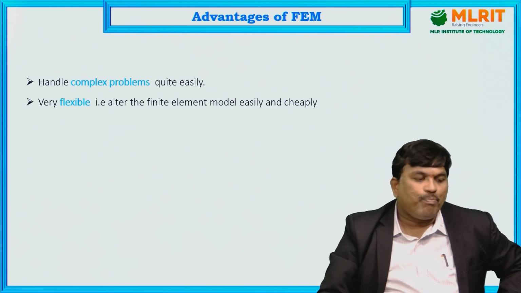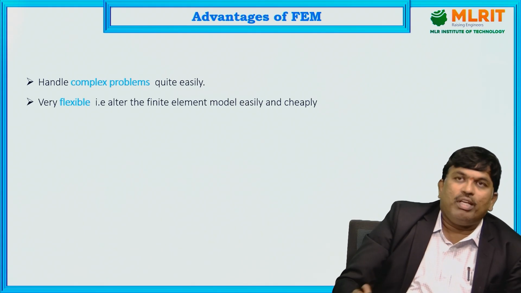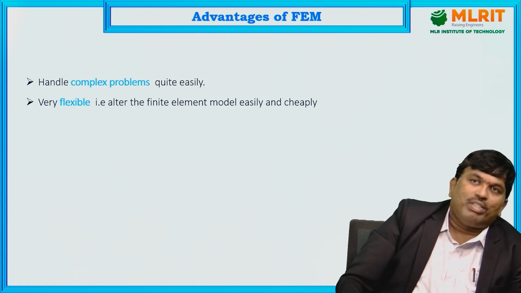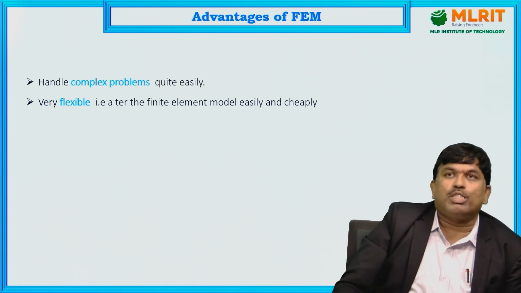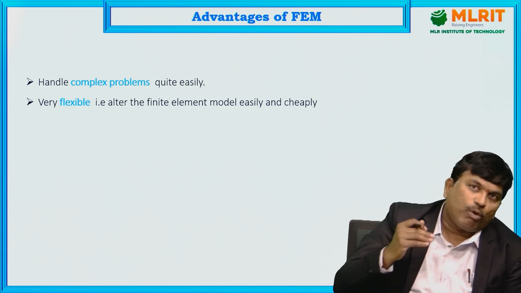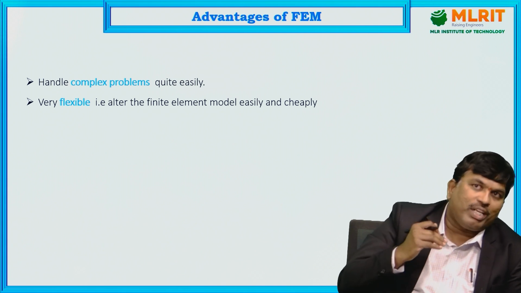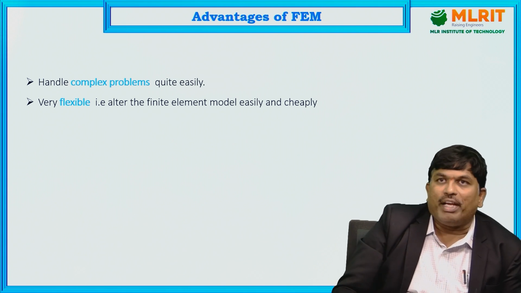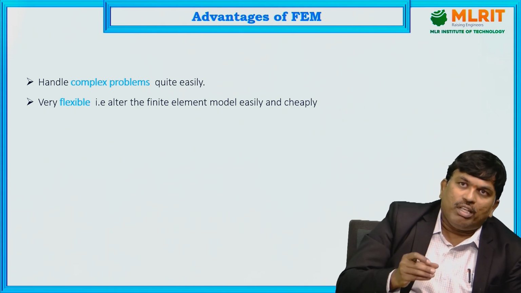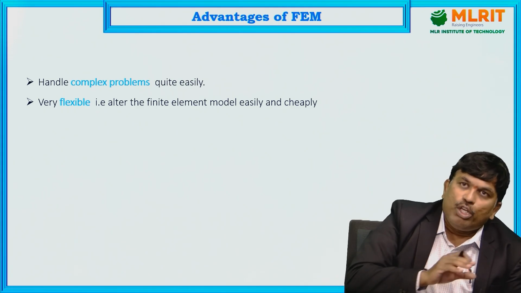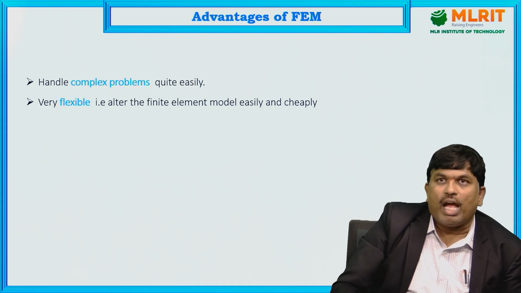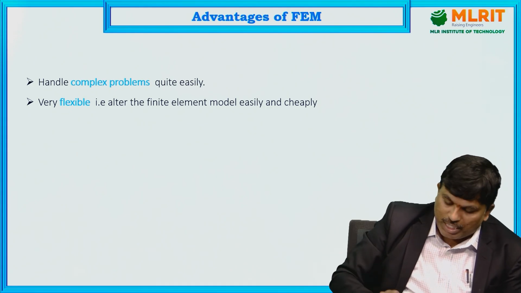And next, it is very flexible. We are using the computer, and because of that, it is very flexible. Suppose at the end of our analysis, we see that the induced stress is more than the yield strength, then our component will fail. Then you can simply change the geometry of the given domain. Then it will change the total analysis, and finally it will give the results. Because of that, it is very flexible.